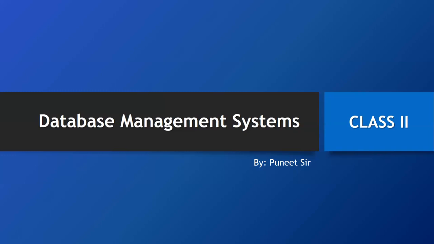In the previous class, we talked about what is data, what is information, what is file system, what is a database management system, the types of database management system models, and so on. And we took some examples: what kind of database management systems and what kind of relational database management systems are available in the market.